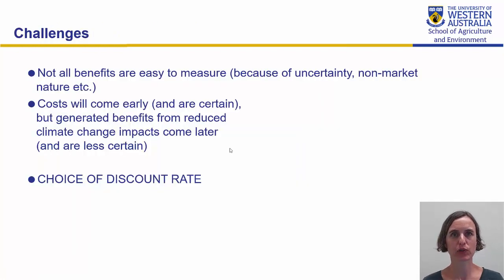So there's a couple of challenges involved in cost-benefit analysis and climate change. The benefits might be difficult to measure. Those non-market benefits are hard to grasp, and sometimes the benefits are uncertain because climate change is uncertain. Another challenge is that the cost will definitely be incurred and are very soon. But the benefits that come from reduced climate change impacts are later and are also uncertain. Then we have this whole discount rate debate.